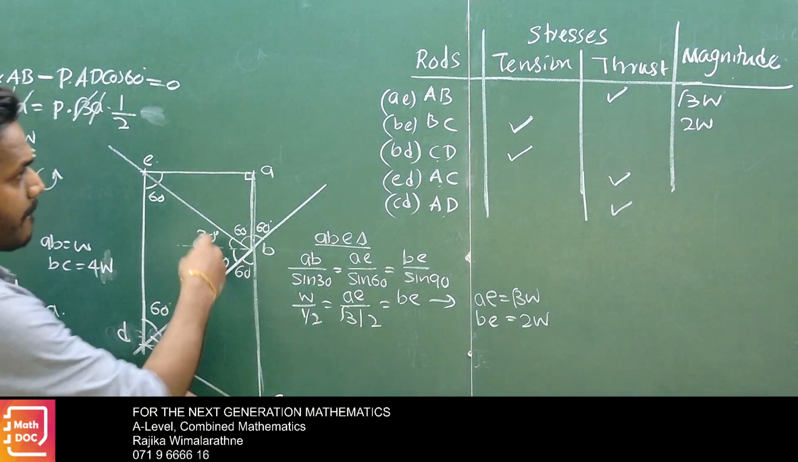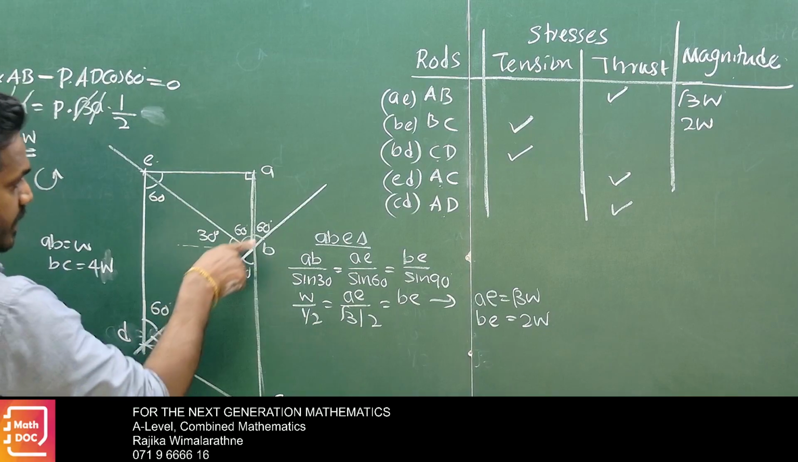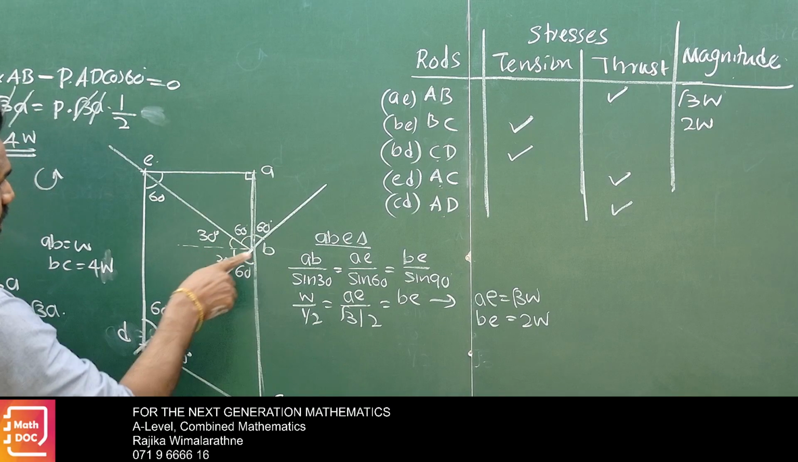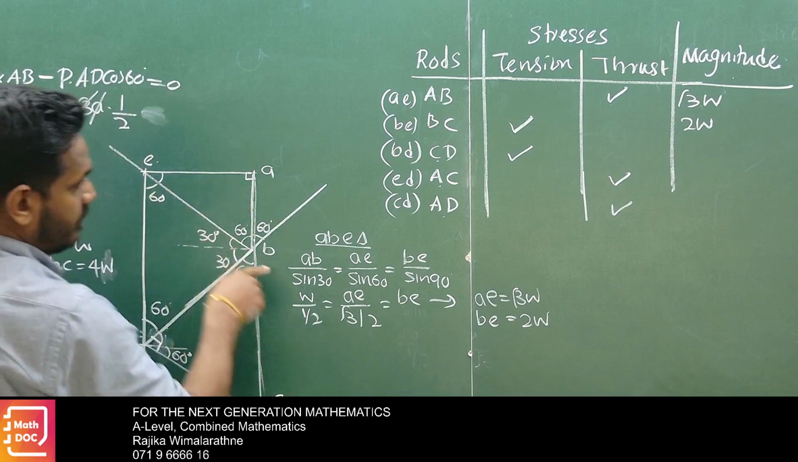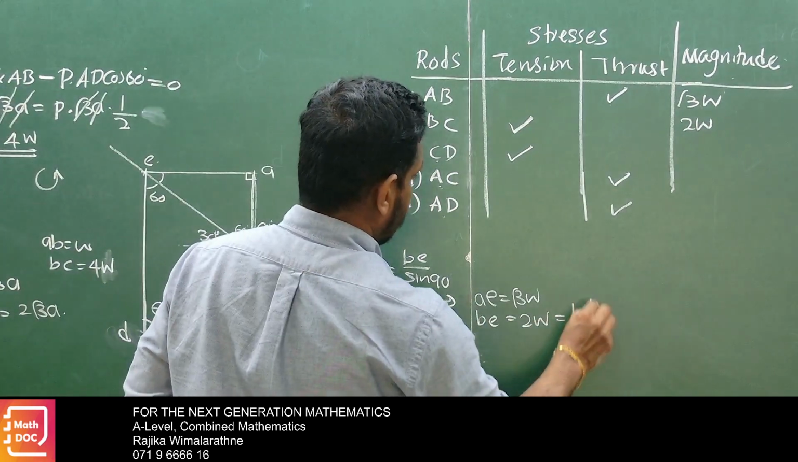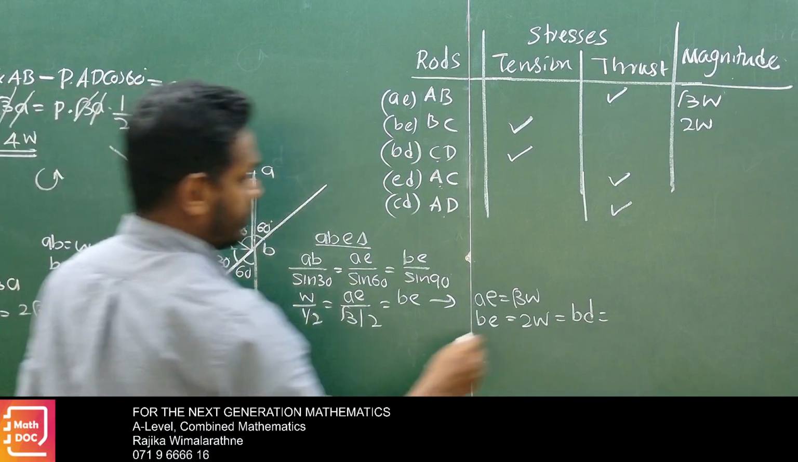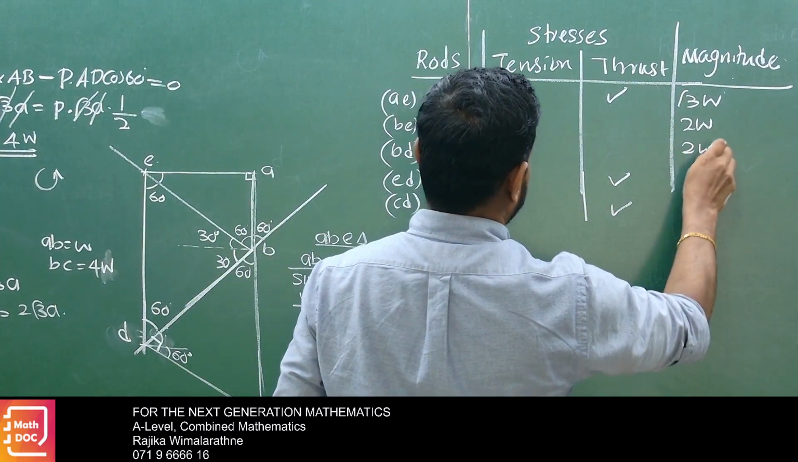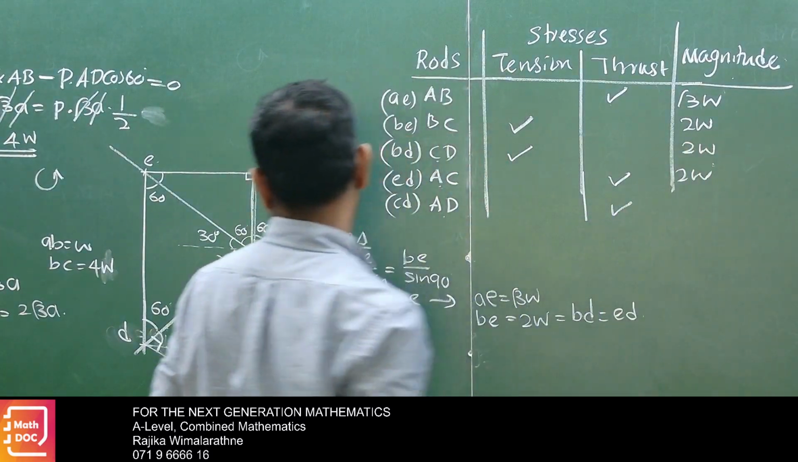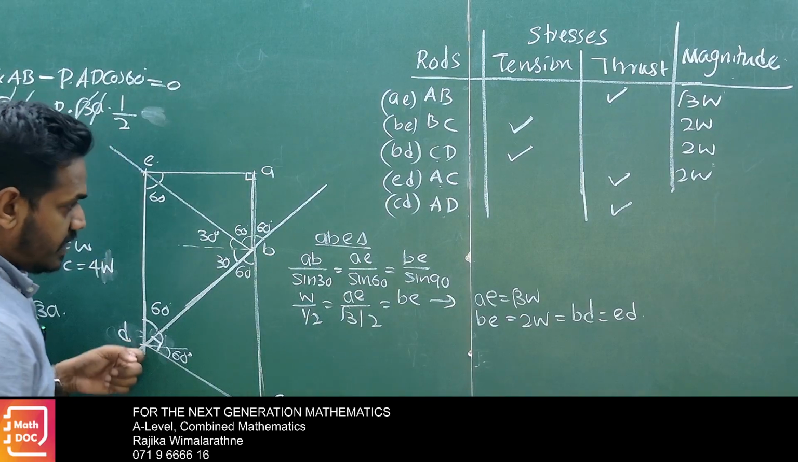Then BD, BE, ED. Here BE, BD and ED are the same. So they are 2W, no? 2W, 2W. Then we have to find DC, no? Here DC.